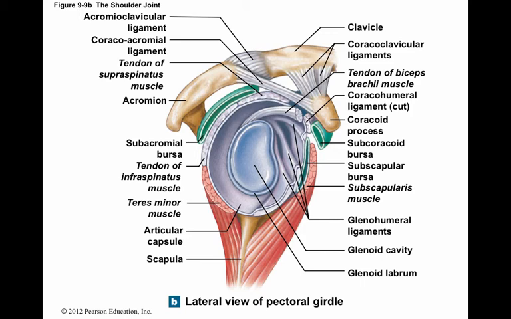There are also several muscles that help to stabilize the shoulder. We call these muscles the rotator cuff. They include the supraspinatus, the infraspinatus, the subscapularis, and the teres minor. The tendons of these muscles help to stabilize the shoulder joint, while the muscles allow the shoulder to rotate.